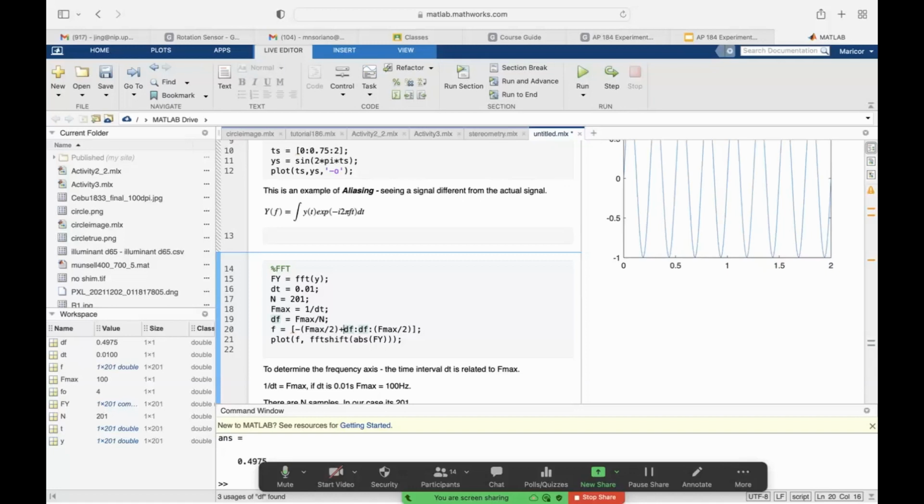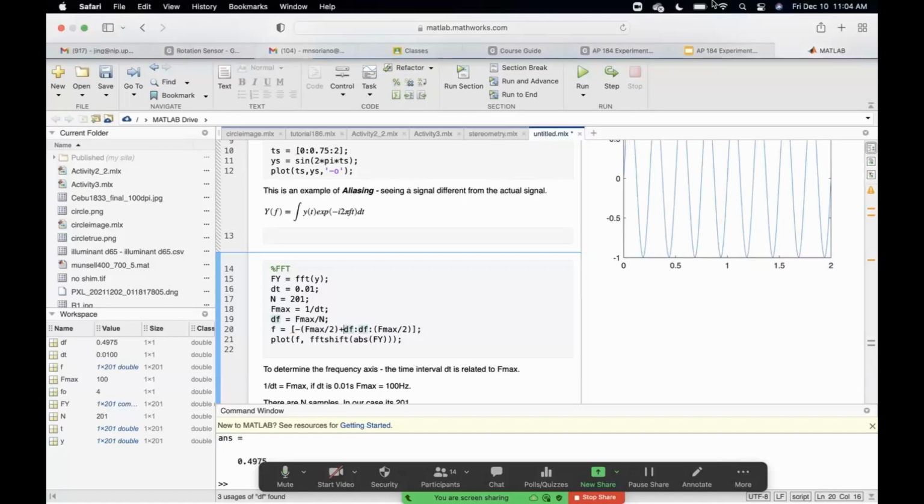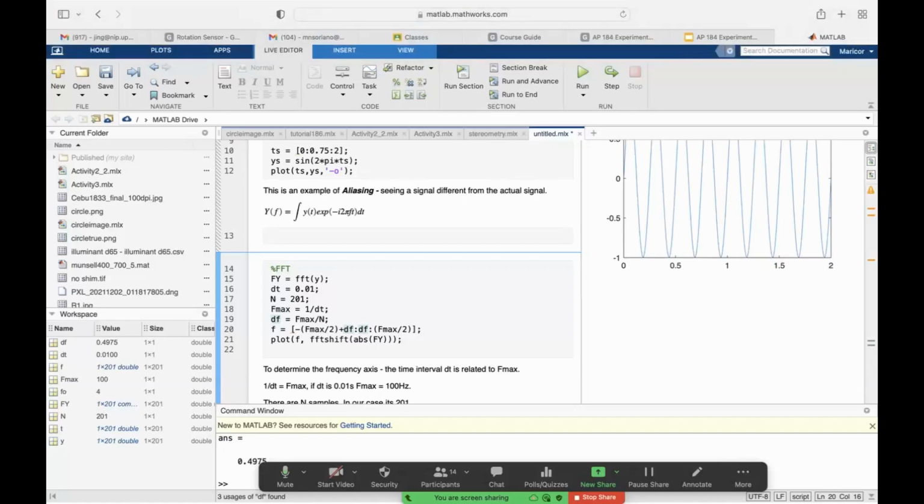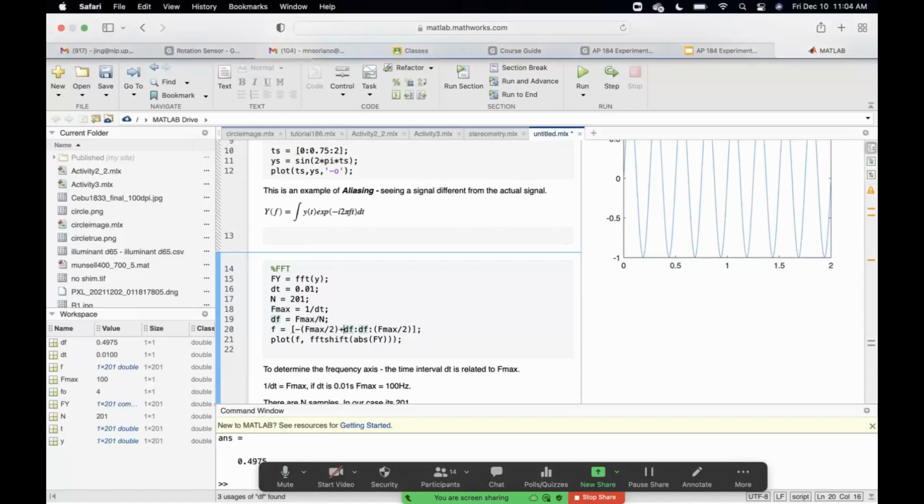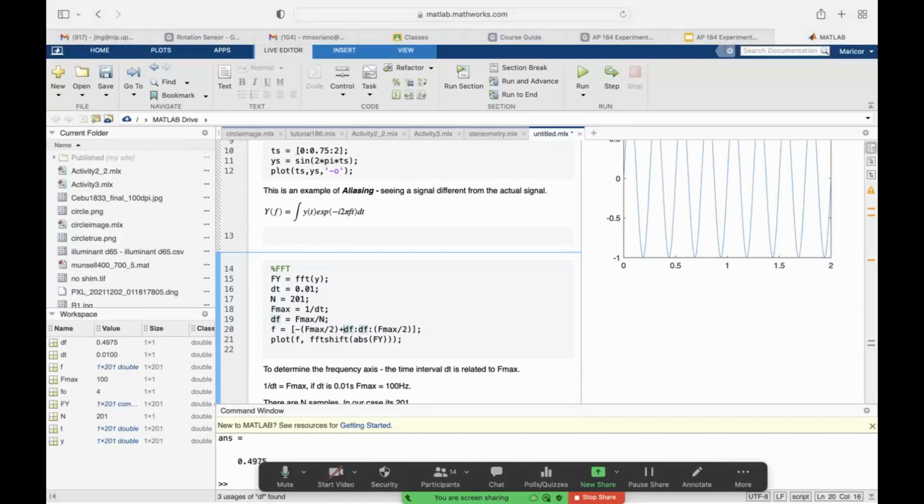Ay, 11:30 na ba? Ano pa naman time, di ba? Okay. What time it is? Oh, na ba? Okay. Run. Nag-run na ba? Run section.